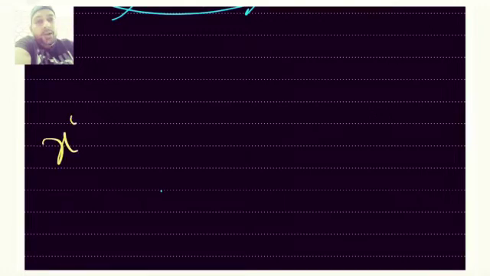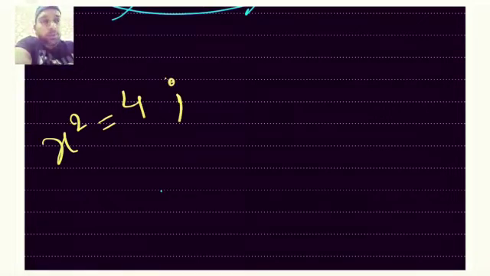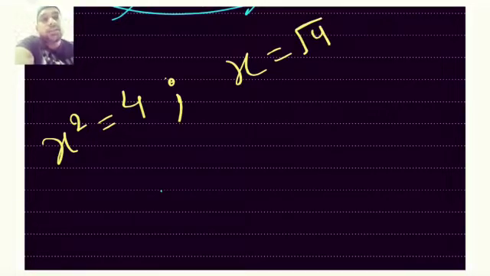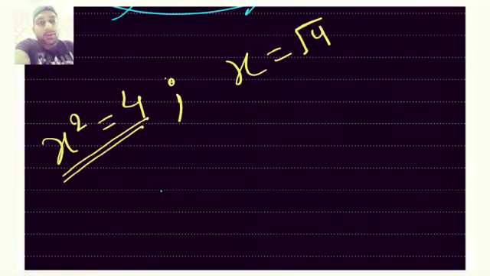So let's take: I have given you x square is equal to 4 as one equation, and I have given you another equation as x is equal to root of 4. Now what will be the answers of these two equations? Will they be the same or different? What are the solutions of these equations? So how to solve this one?